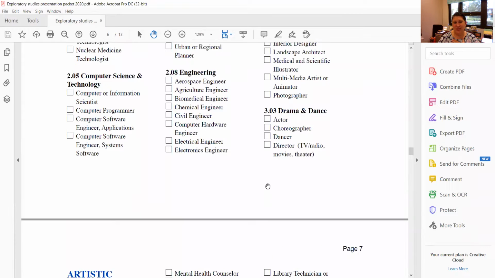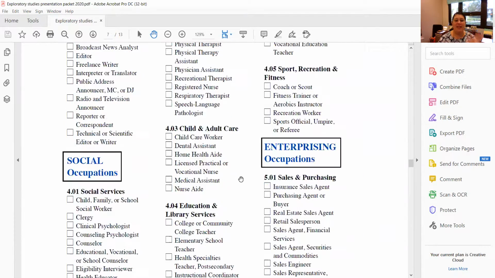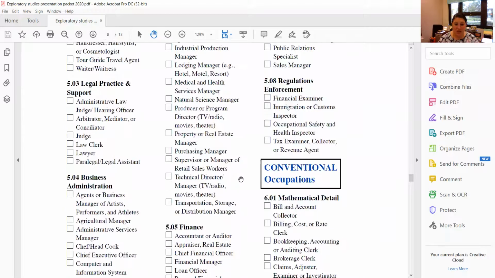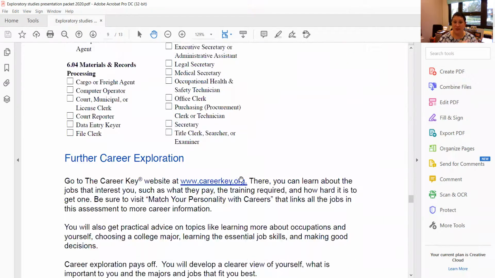So my suggestion to you is to go through and cross off the ones that you're like, absolutely not, Janelle. I know for myself, there's no way I would ever be a good aerospace engineer. Cross that off. And maybe put a star beside the ones that you're like, oh, I need to do a little bit more research about that, or I never thought about that one before. That sounds interesting.